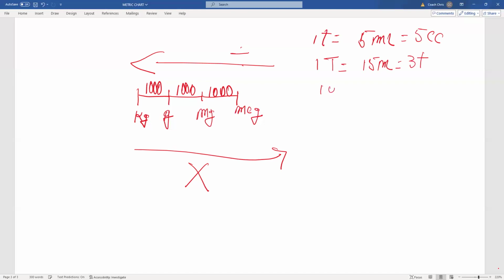We learned again 1 ounce equals 30 ml. So what do you know? 5 ml can go into 30 ml 6 times. So we can draw a conclusion: 1 ounce equals 6 teaspoons. 15 ml can go into 30 ml only 2 times. So we can draw a conclusion: 1 ounce equals 2 tablespoons.